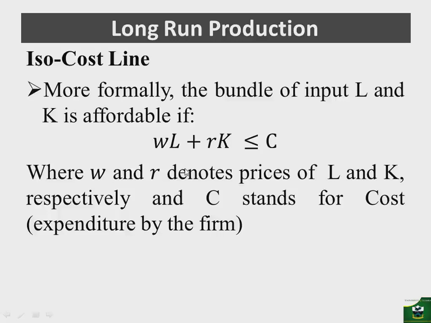Here we note again that W is the wage, or the price of labor, and R is the rent, or the price of capital. And C should also be understood as the expenditure that the firm is making in acquiring the capital and the labor.